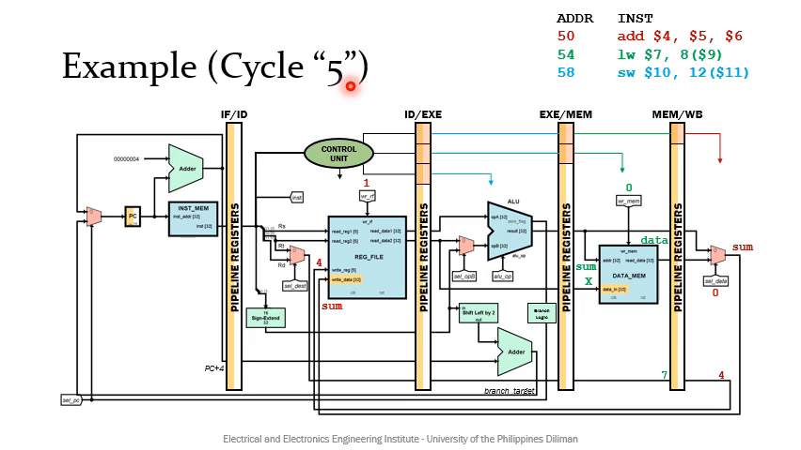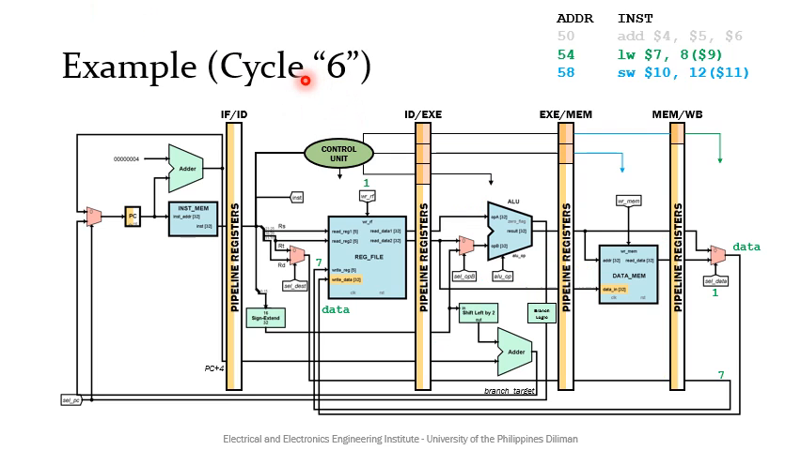Still at the 5th clock cycle, the store word computes the sum of the contents of R11 and the immediate 12. This is using an ALU source B of 1 and ALU op for addition. At the same time, the contents of RT or R10 is wired directly and passed to the EX/MEM pipeline register for use in the next clock cycle.